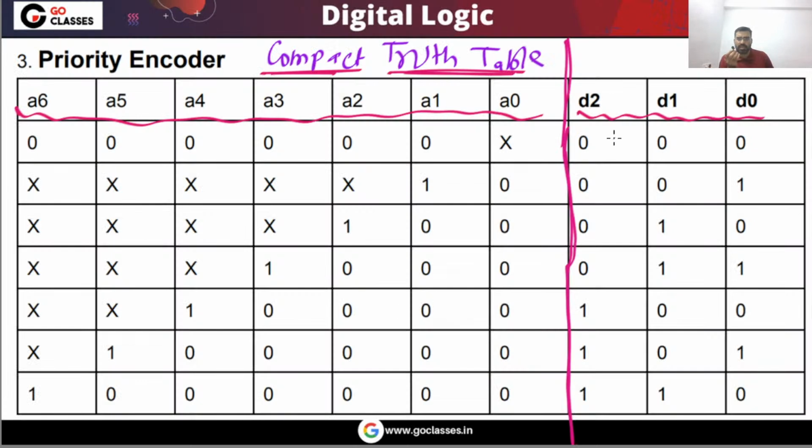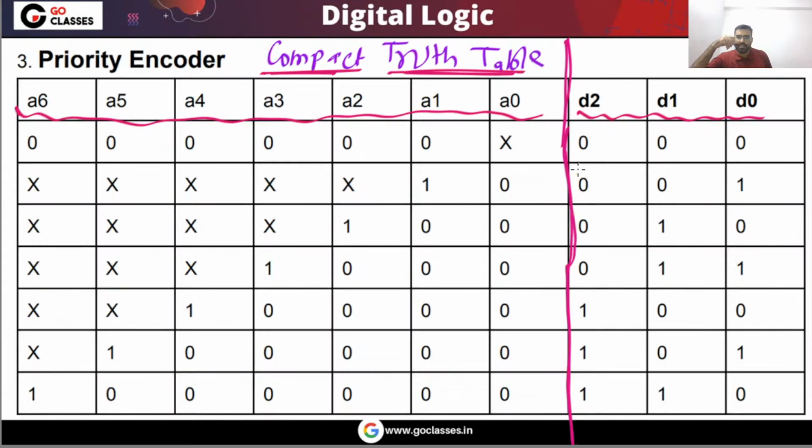Now, in this truth table, how to find the equation of D2? Let's find out the equation for D2. So tell me, what is the equation for D2? When D2 is 1, just look where D2 is 1. See, D2 is 1 here, here, here. In these 3 situations, D2 is 1.